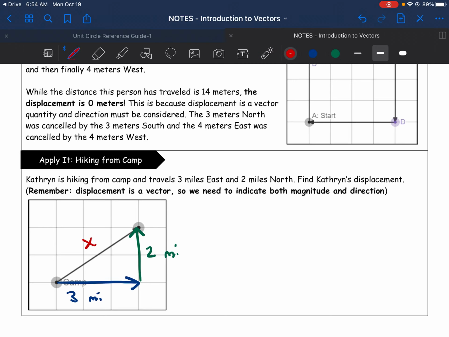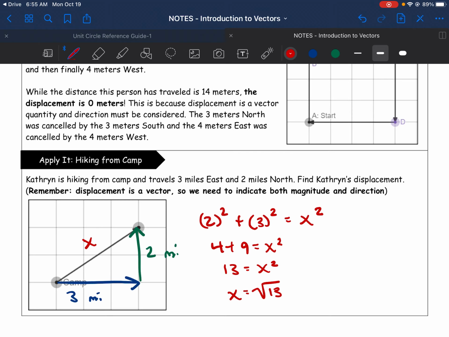So I'm going to go ahead and call the displacement x. And x, or the displacement x, is going to be equal to the length of x. So to find x, let's go ahead and use Pythagorean's theorem. So 2 squared, one of the legs, plus 3 squared, the other leg, is going to equal the length x squared, or it's going to equal x squared. 2 squared is 4, 3 squared is 9, 4 plus 9 is 13. And we know that we can take the square root of both sides to find the length of x. So x is equal to the square root of 13.